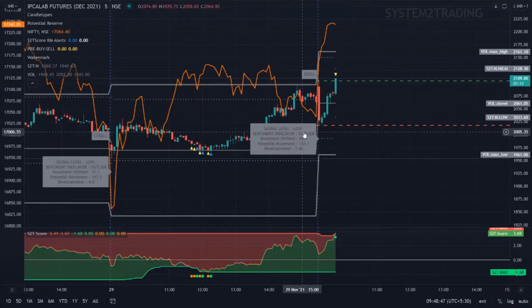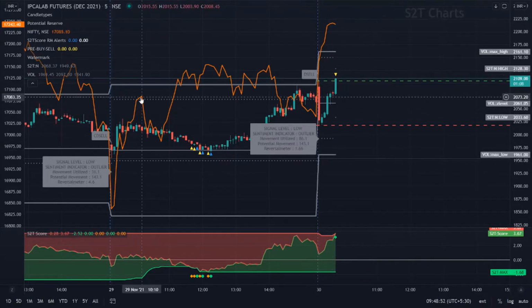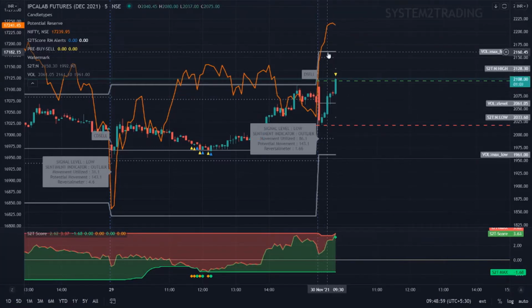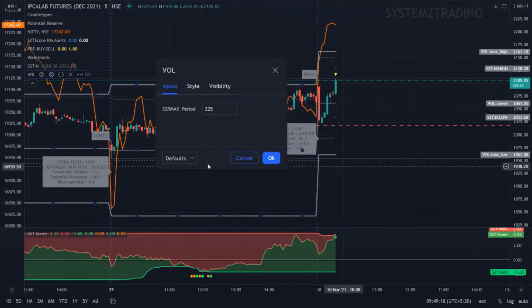What you see is TradingView, the current live session, and this particular script, the volatility maximum, is getting plotted. This works only up to the 15-minute time frame, so it is only for intraday. It is not useful for positional traders. If you go to the settings, you will find three things. First is the S22 max period.